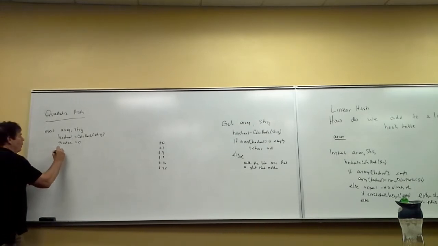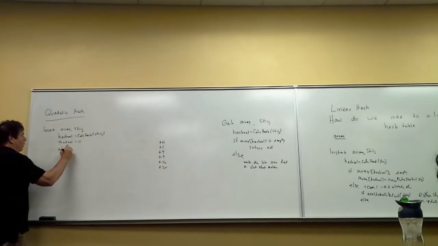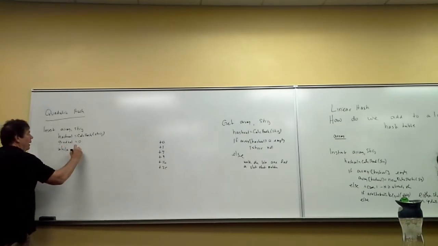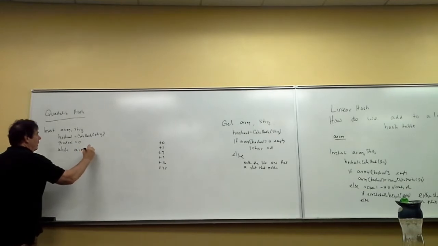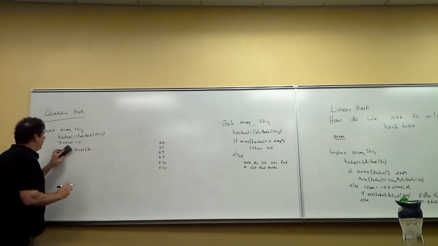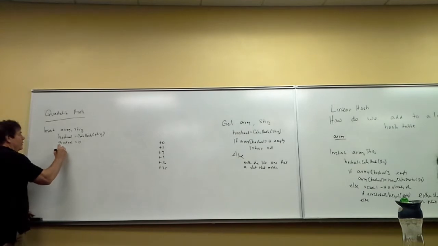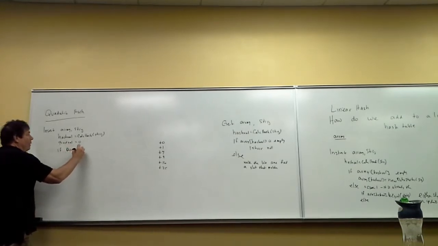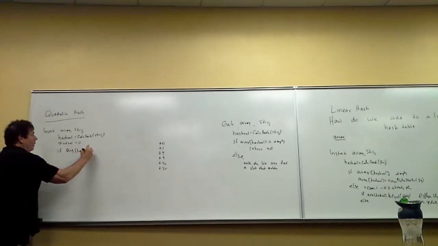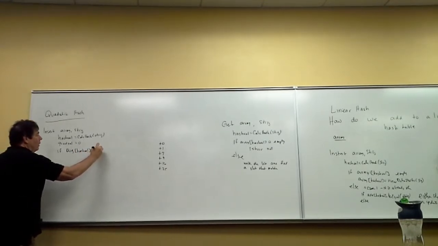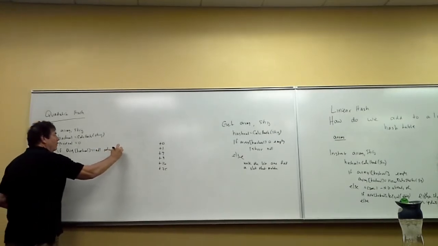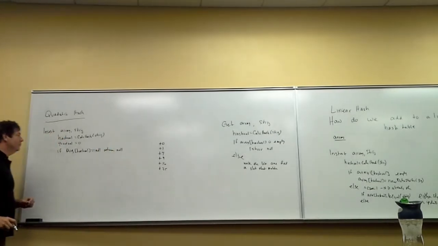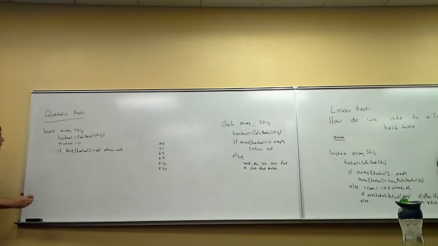So while array sub hash val, let's put an if in front of this. Let's say if array sub hash val equals null, then return null. That way we don't have to keep testing for that. Okay? That's no way of cheating.